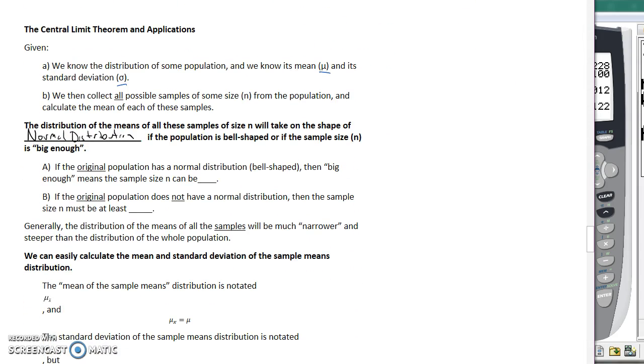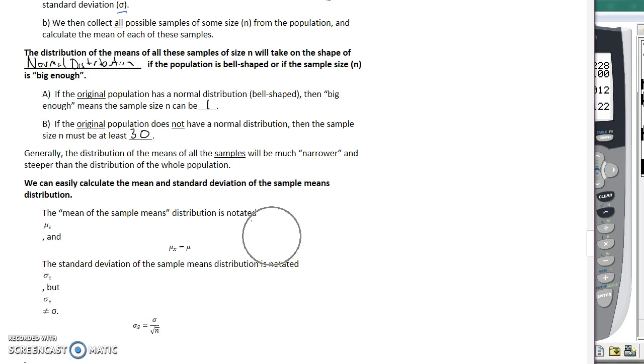So if the original population has a normal distribution, then big enough in terms of the sample size can just be 1. But if the original population does not have a normal distribution, then the sample size must be at least 30. The mean of the sample means distribution, it looks like the mu, but we put a little x bar to the right of it because what we're going to symbolize is this is the average of all of those averages.